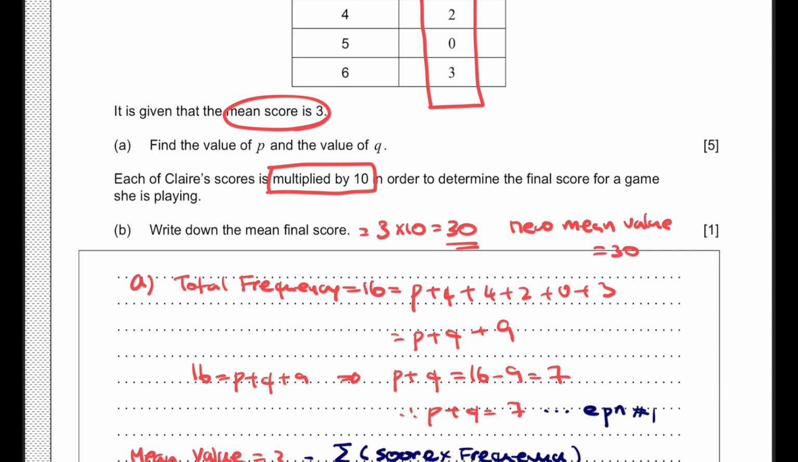Okay, so let's talk about how the marks are distributed for this question. Question A has 5 marks. Calculating P plus Q gets 2 marks. So P plus Q gets 1 answer point, and the method to calculate this gets another point. So 1 method point there, and then another 1 answer point.